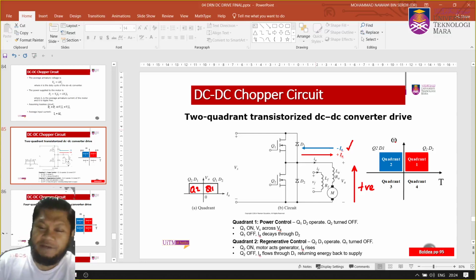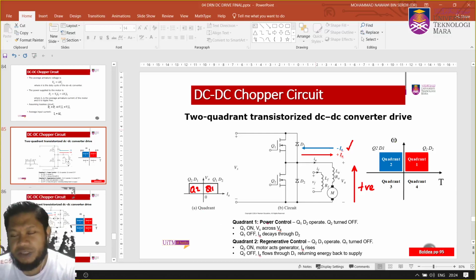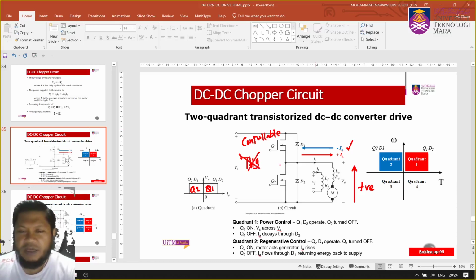Okay, so now you have to listen carefully how this works. For quadrant 1, what you need to do is the power control. So remember, these are fully controllable switches, which means you can control the turn on and off of the switch. You cannot use a thyristor here, it is not allowed in this circuit. You can use MOSFET, you can use BJT, you can use IGBT, which are controllable switches.